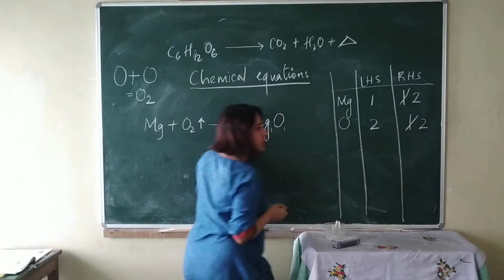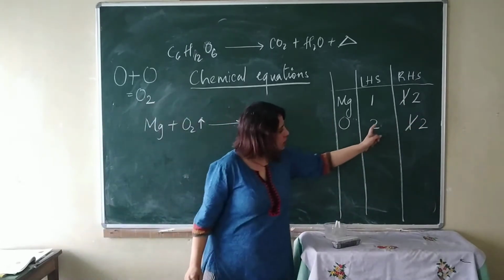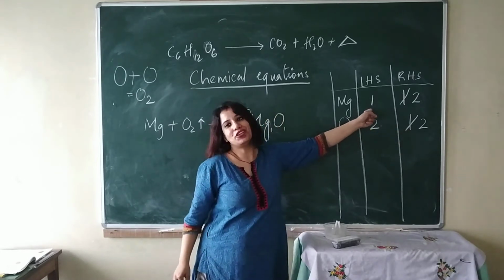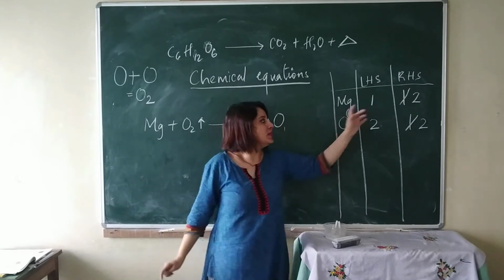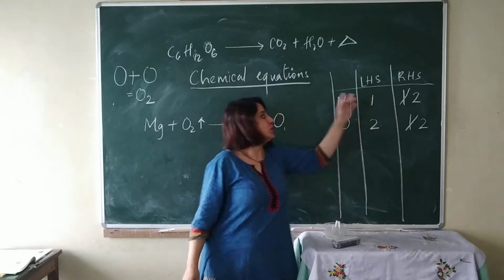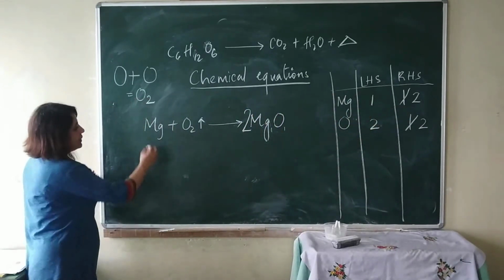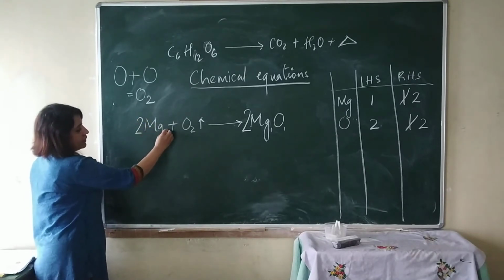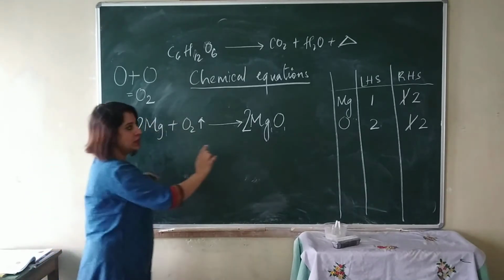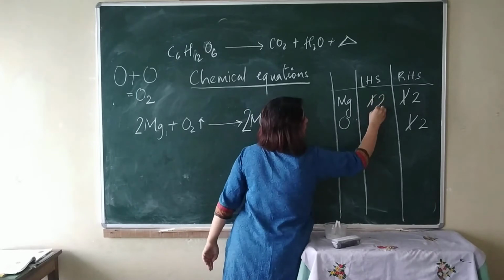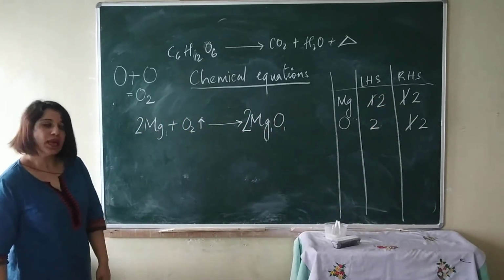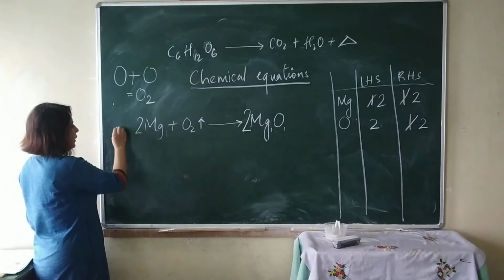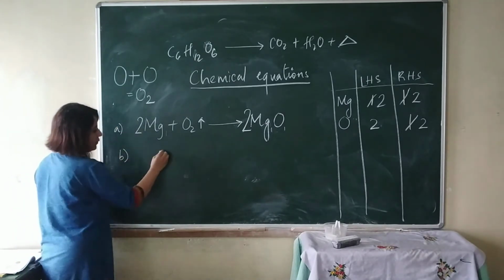Oxygen also becomes 2. Now see, oxygen is balanced, but magnesium is not balanced. It is 1 this side and 2 this side. So we go to the left hand side and I put 2 here. And it is 1 here, so 1 2s are 2. So 2, 2, 2, 2. Now this equation is balanced. Okay, let's do another one.